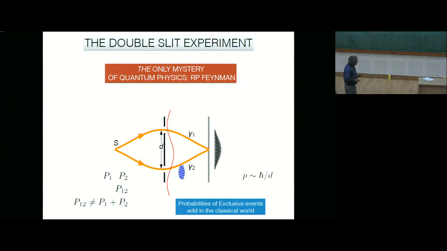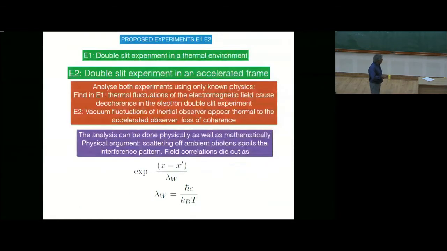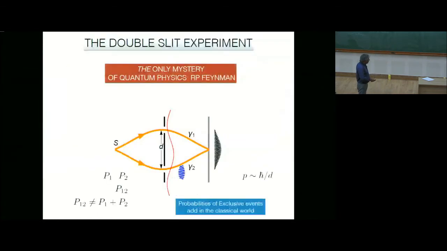And you can open the slits one by one. You can measure the probability of arrival at a given spot when one of the slits is open or the other slit is open, and both of them are open. Now, you find because of interference that P12, which is when both slits are open, is not the same as P1 plus P2. And this goes against our intuition that probabilities of exclusive events add. That intuition is derived from the classical world.